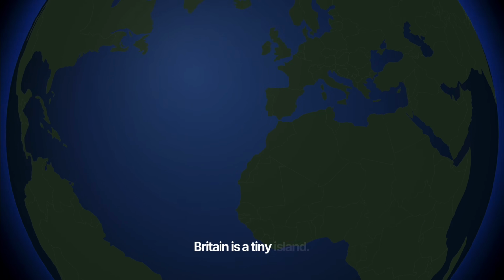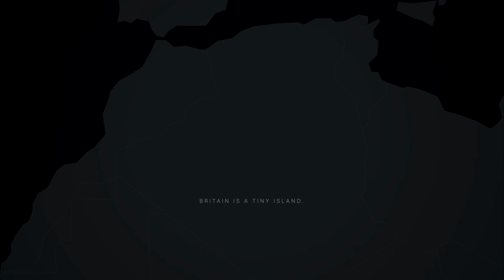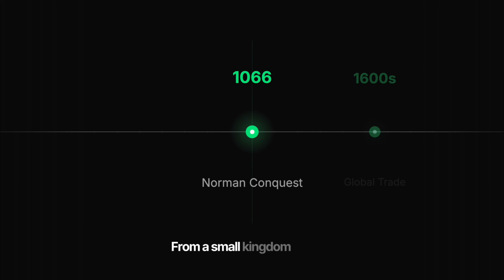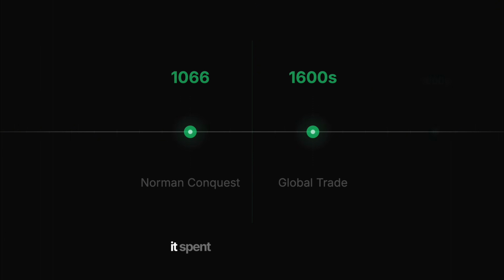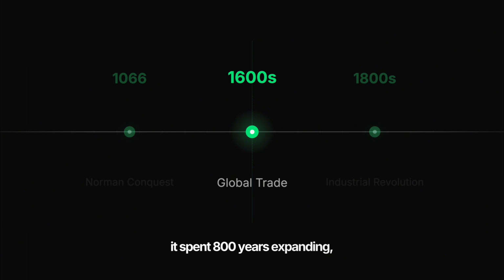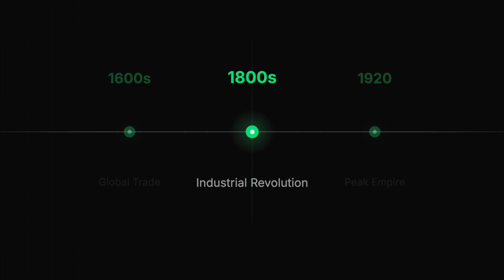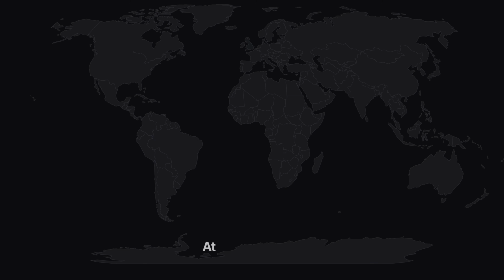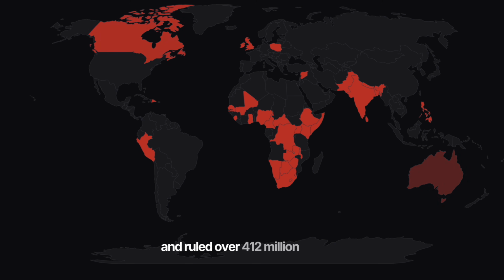Britain is a tiny island, but what it built is almost impossible to comprehend. From a small kingdom in 1066, it spent 800 years expanding, trading, and conquering until it became the most powerful nation on Earth. At its peak in 1920, the British Empire covered 24% of all the land on Earth and ruled over 412 million people. 1 in 4 humans alive.